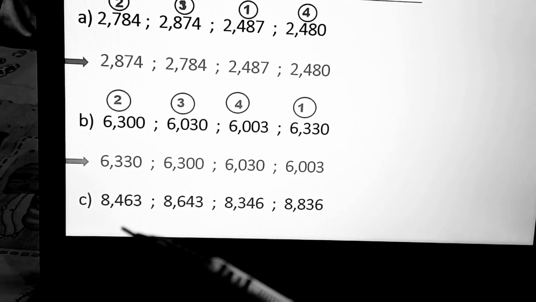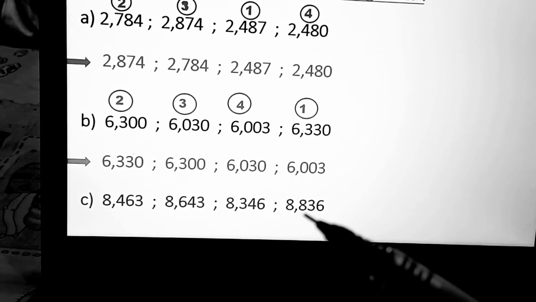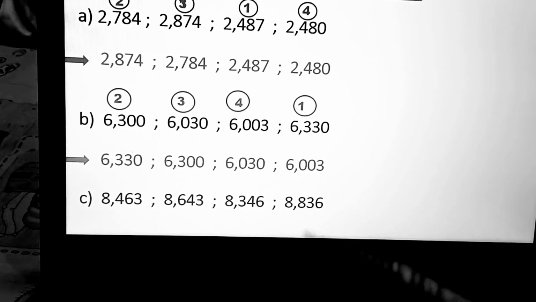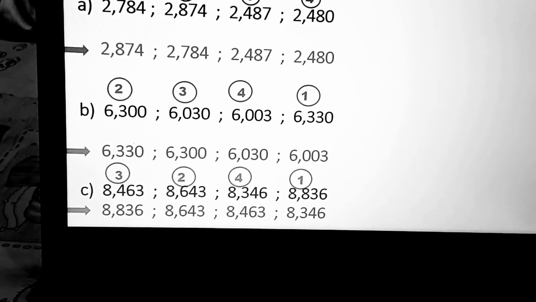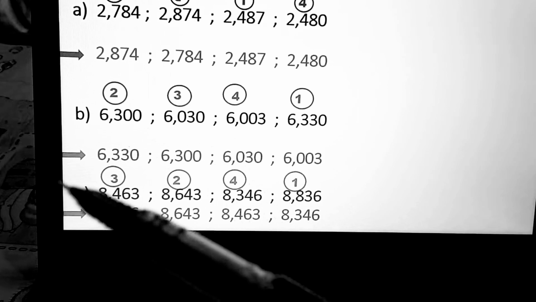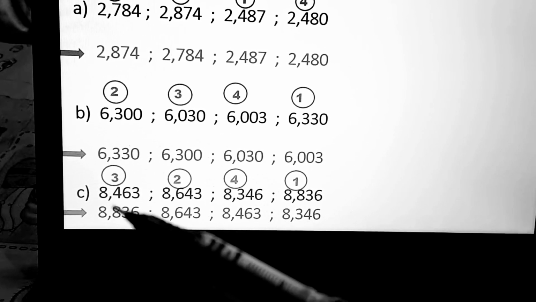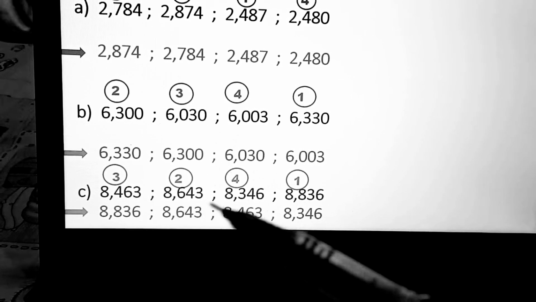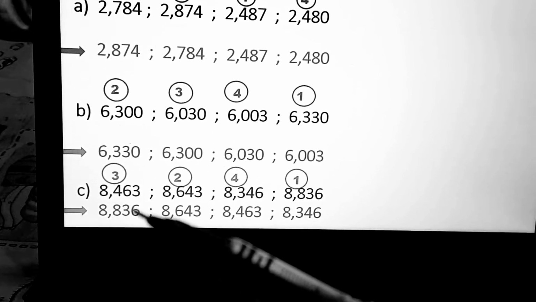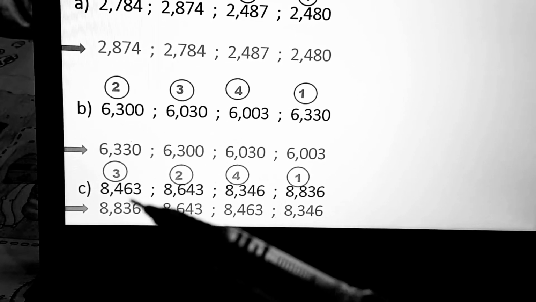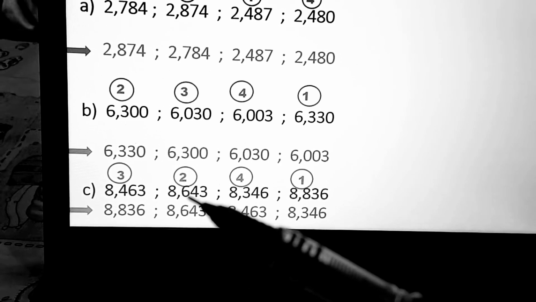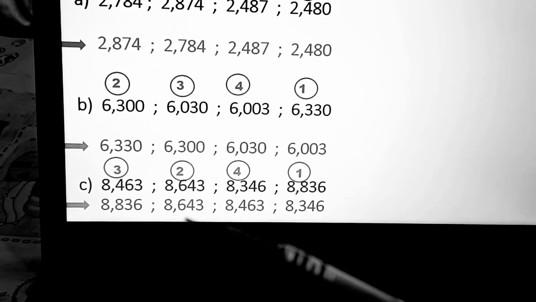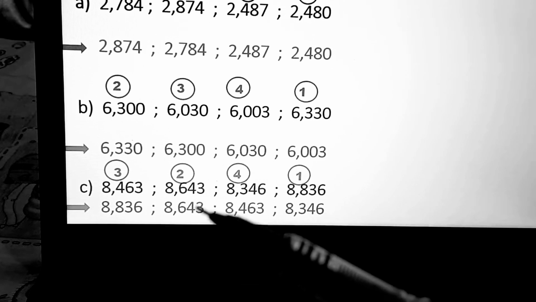So which is greatest? 4, 6, 3, 8. Yes, this one, it is greatest. So we give it position number 1 and we write this number at first. Clear? We are writing at first. Now between these three, which is the greatest? Next number 8, 8, 8, 4, 6, 3. Which is greatest? Yes, this number 6. So 8643 we write at the second position.